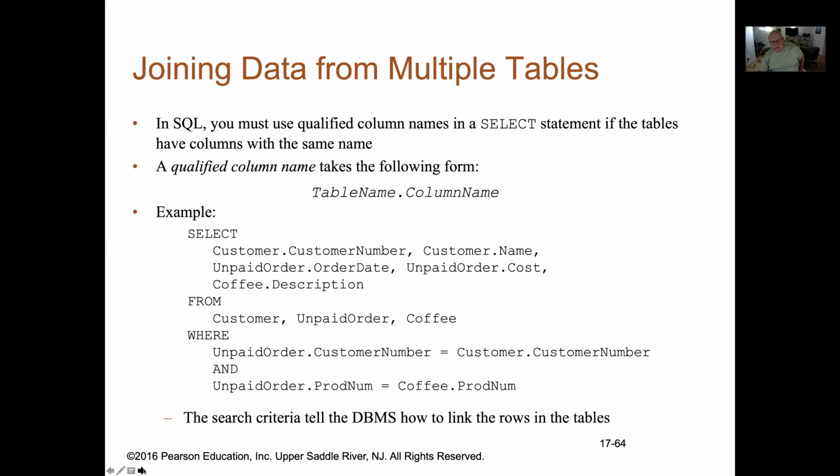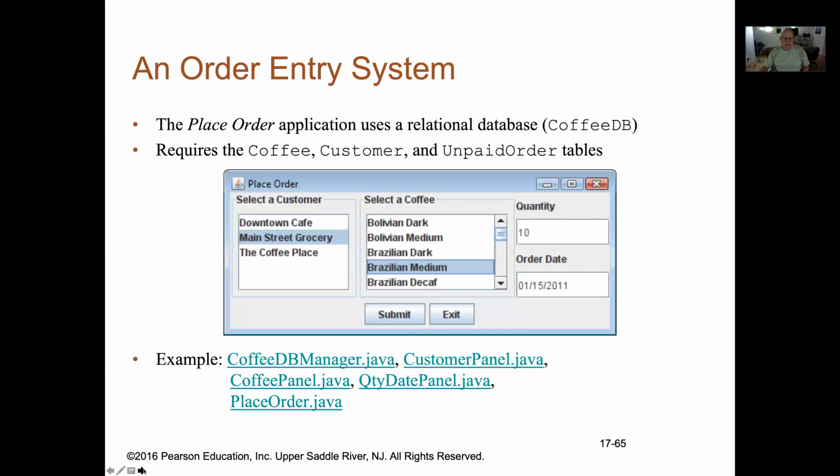So how do you join data from multiple tables? Well, in SQL, you must use qualified column names in a select statement if the tables have columns with the same name. A qualified column name takes the following form: the table name and the column name. So you select customer.customer number, customer name, unpaid order.order date from customer, unpaid order, coffee, where unpaid order.customer number equals customer.customer number, and unpaid order.product number equals coffee.product number. The search criteria tells the database manager how to link the rows in the tables. This is an example of that.